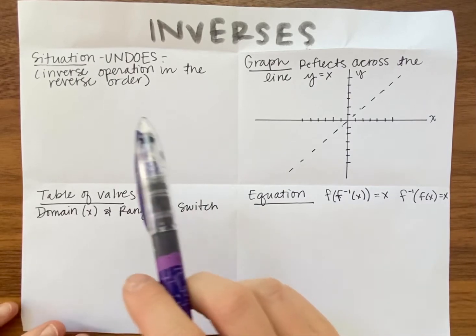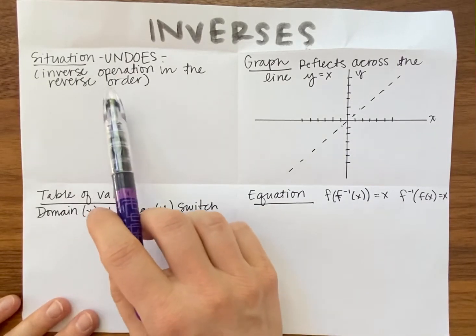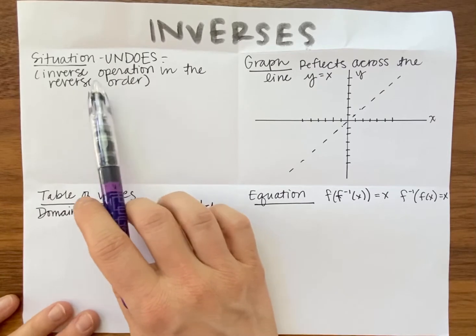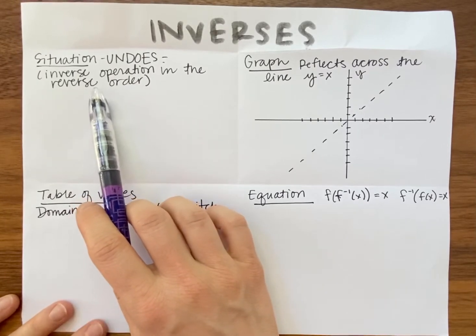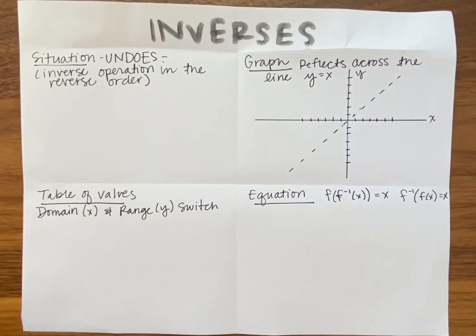Okay, so if we think about the situation of inverses, the inverse undoes, and the way it does that is it does the inverse operation in the reverse order. In class, we talked about an example of putting your foot in a shoe, or maybe first putting a sock on, then putting your foot in the shoe and then tying. And then if you wanted to undo that, you would have to untie your shoelace, take your foot out, take the sock off. And so we have this inverse operation happening in the reverse order.